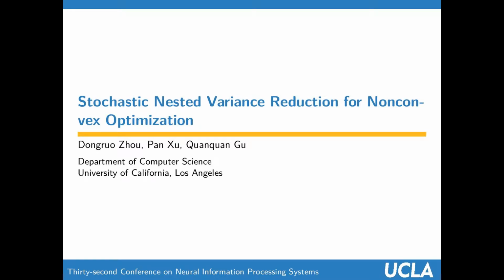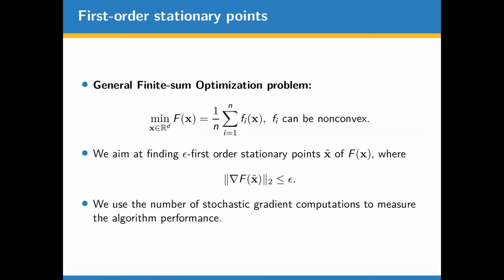I'm going to introduce our work Stochastic Nested Variance Reduction for Nonconvex Optimization. In this work, we are focused on finding the epsilon first-order stationary point for general finite sum nonconvex optimization problems. We will use the number of stochastic gradient computations to measure the algorithm performance.